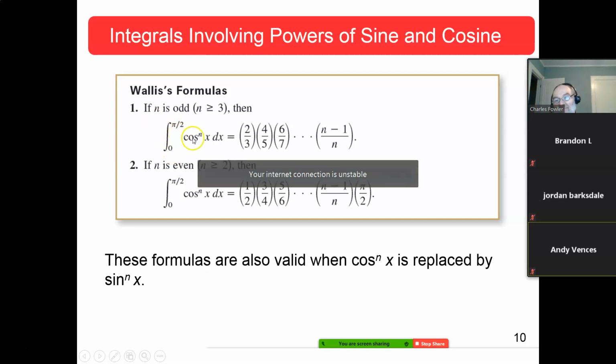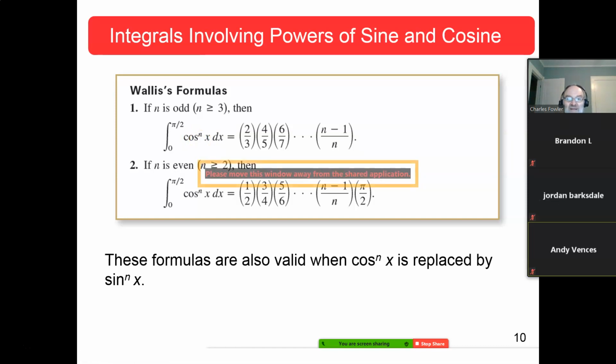to pi halves cosine, my internet connection is unstable. I do see there's a fair amount of wind outside. How is it? Did I break up some then? He's doing good. Okay, all righty. But because the internet is stable, now I've got this window here that's blocking what you're seeing. Hold on just a minute.